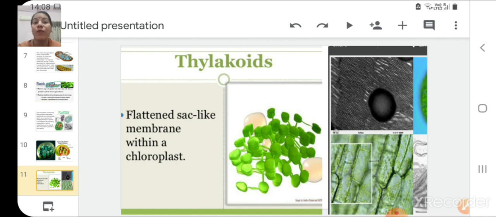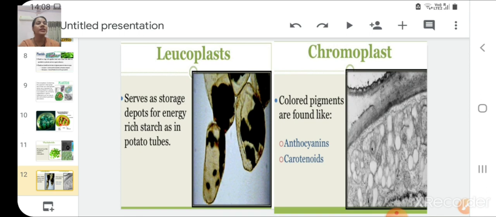These thylakoids are flattened sac-like membranes within a chloroplast. In this slide you can see the structure of thylakoids. Now let us compare leucoplast and chromoplast. Leucoplasts serve as storage depots for energy-rich starch, as in potato tubers. Here you can see the example of a potato tuber, where leucoplasts store starch, and on the other side you can see an image of a chromoplast.